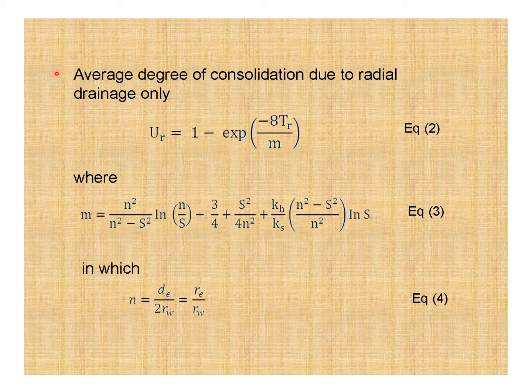So the average degree of consolidation due to radial drainage, this is the formula, and here the formula has M written, and keep in mind that N is equal to D sub E over 2 RW, or you can say RE over RW. In the coming slides, you would find a number of formulas which are interrelated with each other, so you will have to go through these formulas with care.